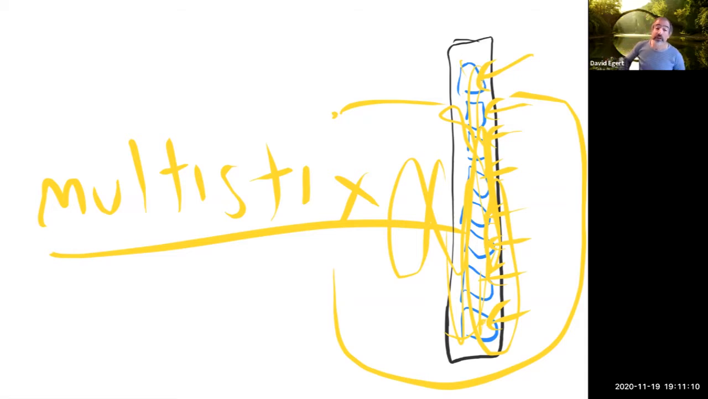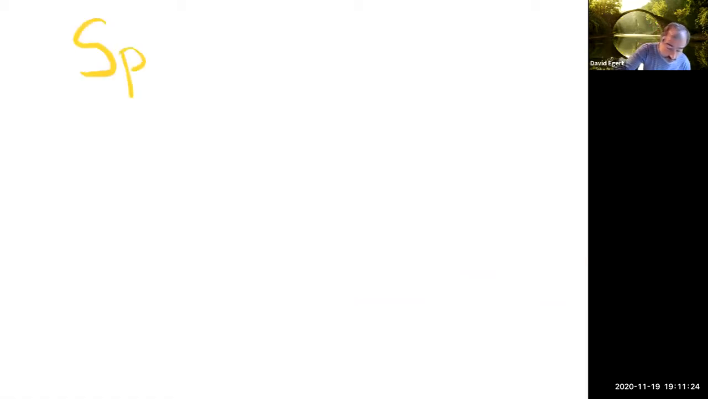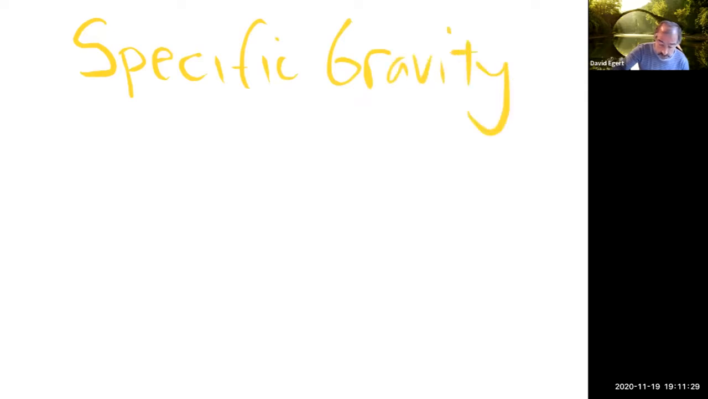I should mention, before we go into the details of the multi-sticks, specific gravity, since that's one of the things we're going to be testing. Specific gravity is a typical thing that you assess in the urine. This is basically the ratio of the density of your urine compared to the density of water. So it's a ratio.